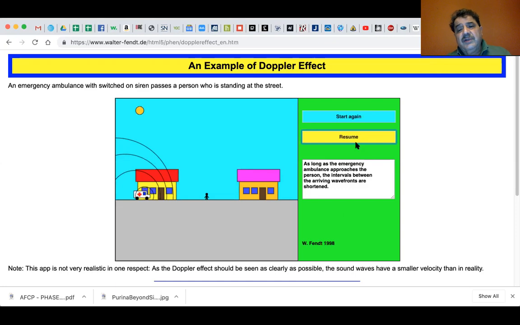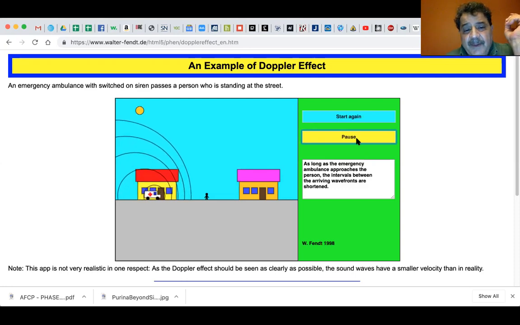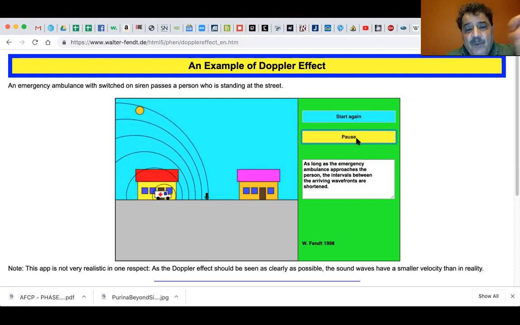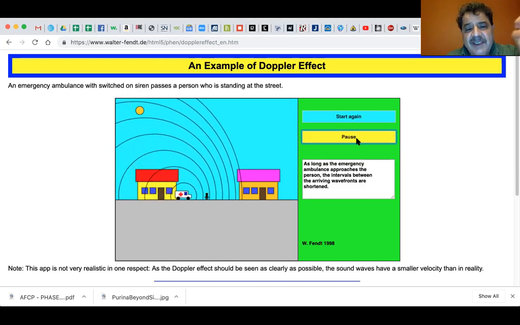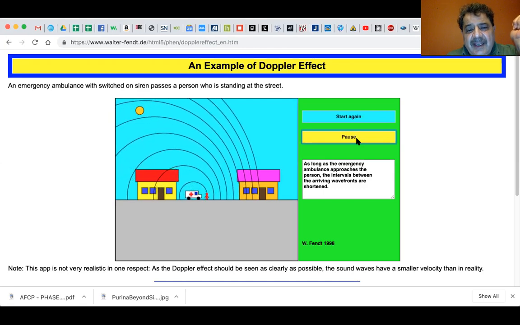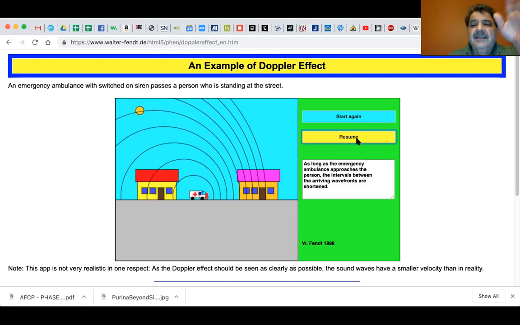So let's resume this video and count the flashes of the observer as the wavefronts hit him. So we're resuming here, and you'll see 1, 2, 3, 4, 5, 6, 7, 8, 9, 10. Okay, let's stop it there.